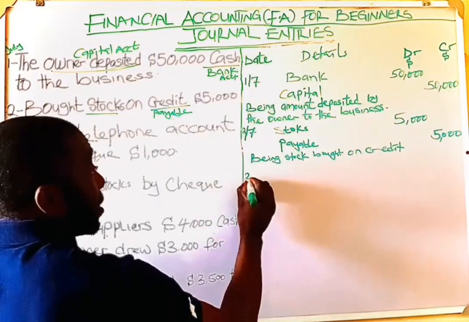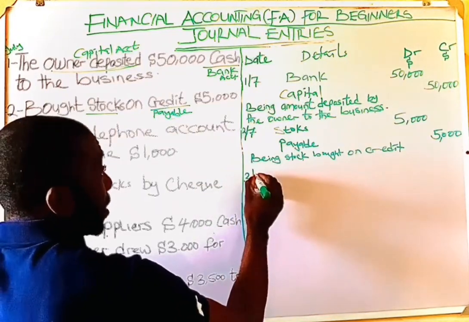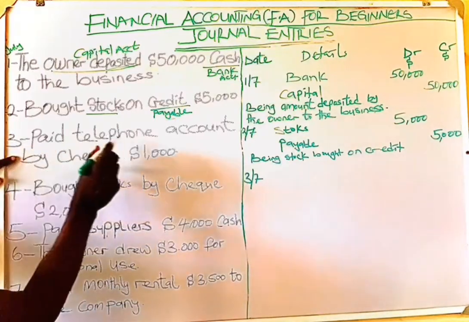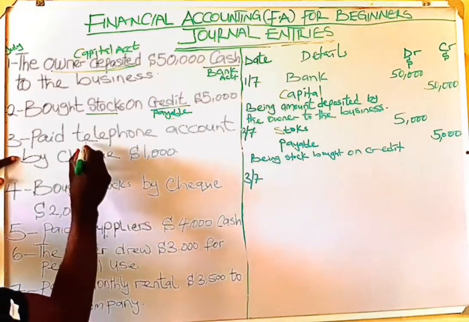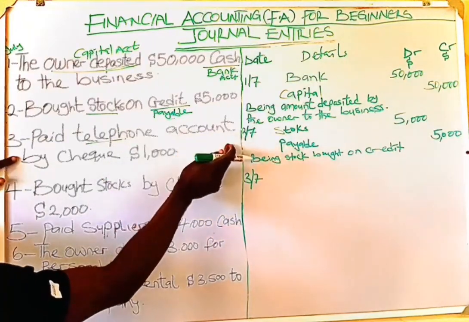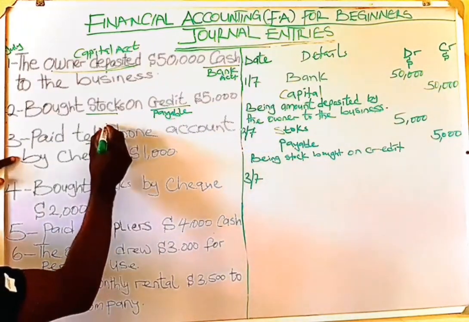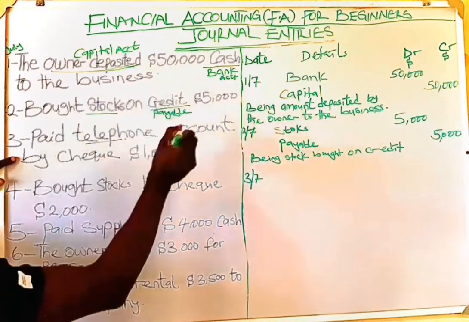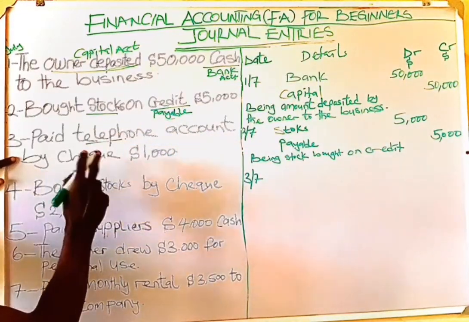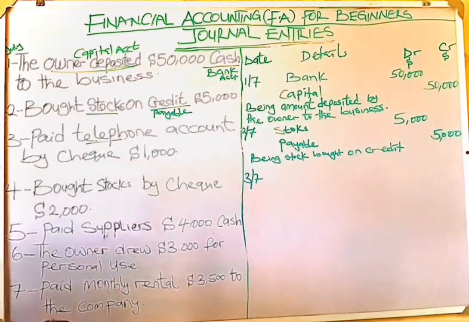3rd of July. We say paid telephone account by check. We paid the telephone account. You can see it, this telephone account, and I said it is paid. That is an expense. So by check, check is going. That is bank. You are giving the amount of bank. You are giving the balance. The balance of bank is moving.